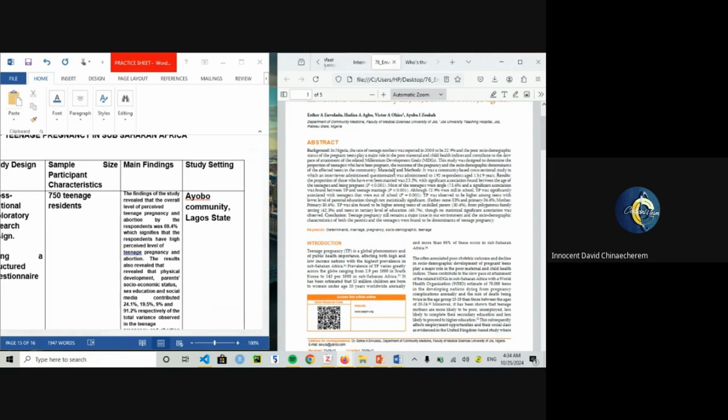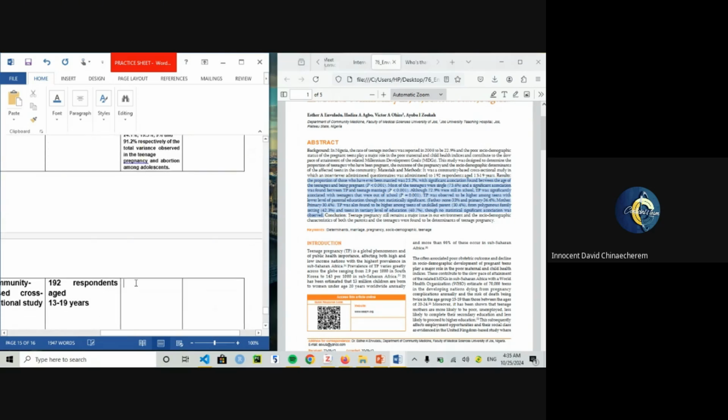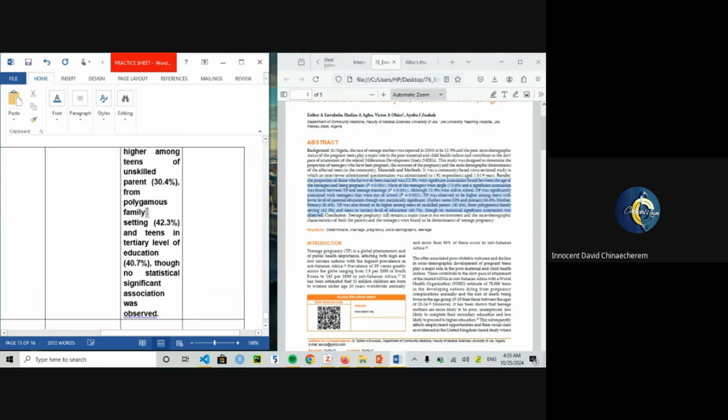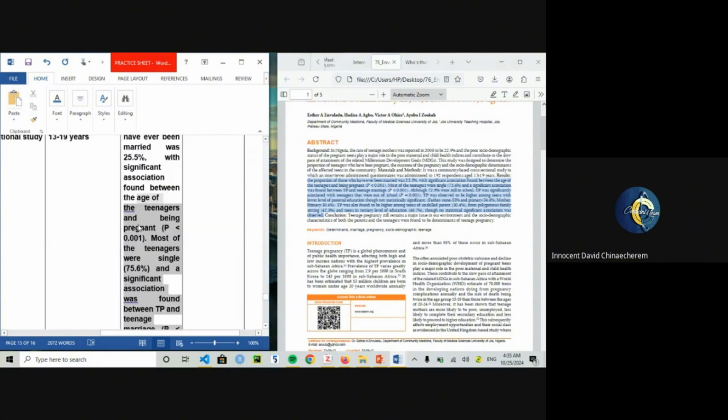So results. So we could just pick that as our main findings, which is summarized findings. We'll put that. Okay, that is our main findings.